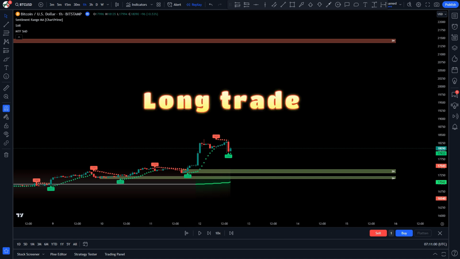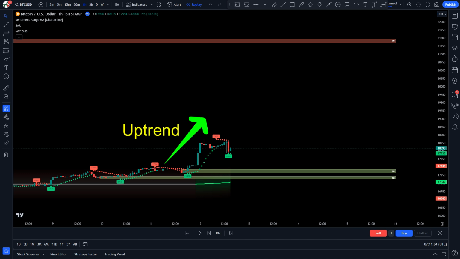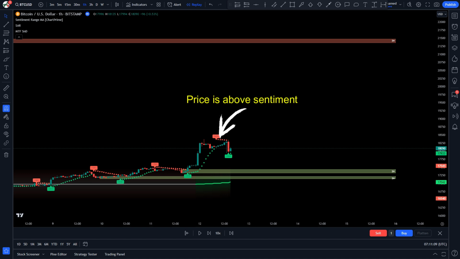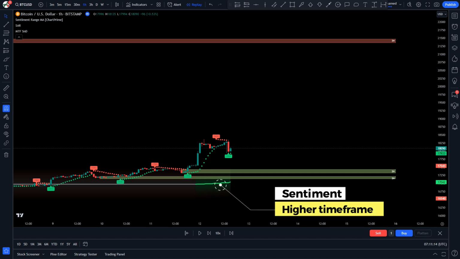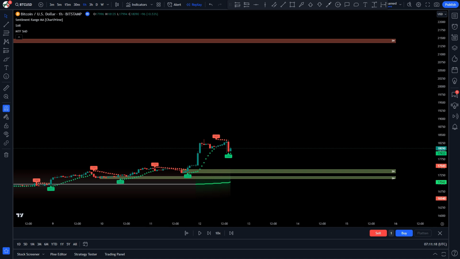In order to decide whether to purchase the security, you must ensure there is an upward trend in the market. An upward trend is present when the price is moving above the Sentiment Range MA and the line is green. Remember, the moving average should be at least 2 time frames higher than the current time frame. This way we can make sure the long-term bias is strong. If the trend is positive, it's time to wait for a buy alert.